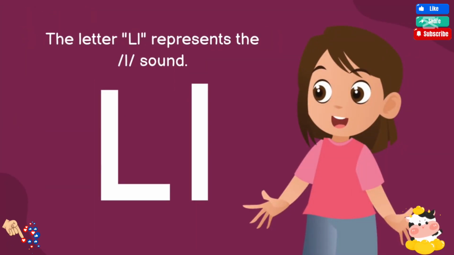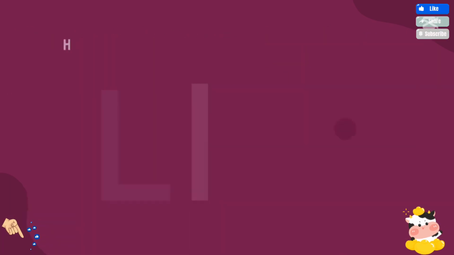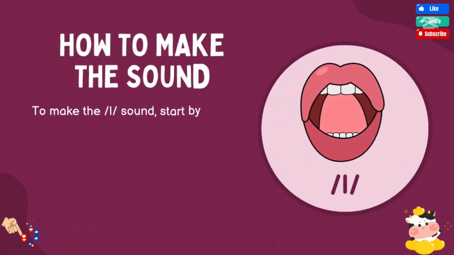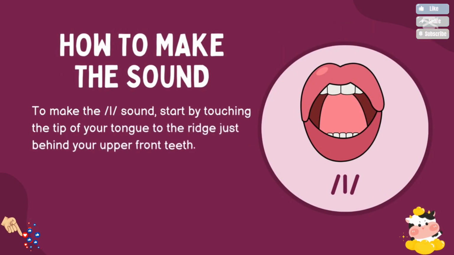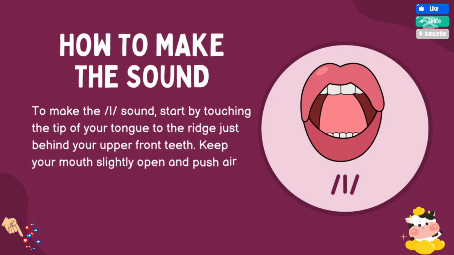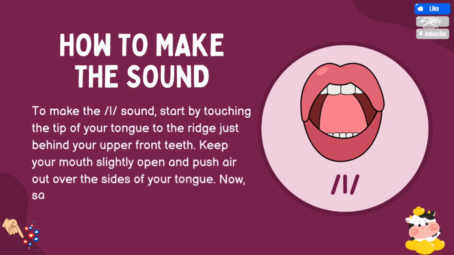The letter L represents the L sound. How to make the sound. To make the L sound, start by touching the tip of your tongue to the ridge just behind your upper front teeth. Keep your mouth slightly open and push air out over the sides of your tongue.